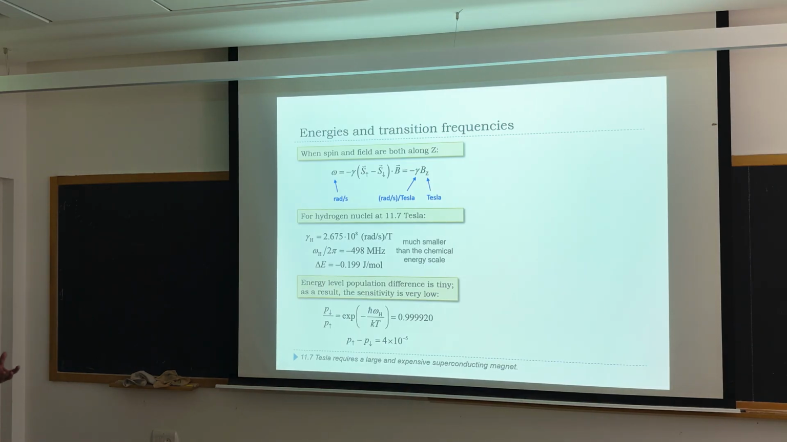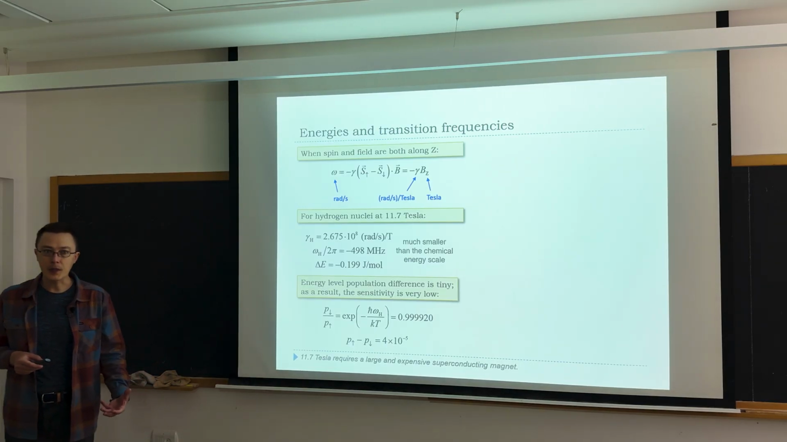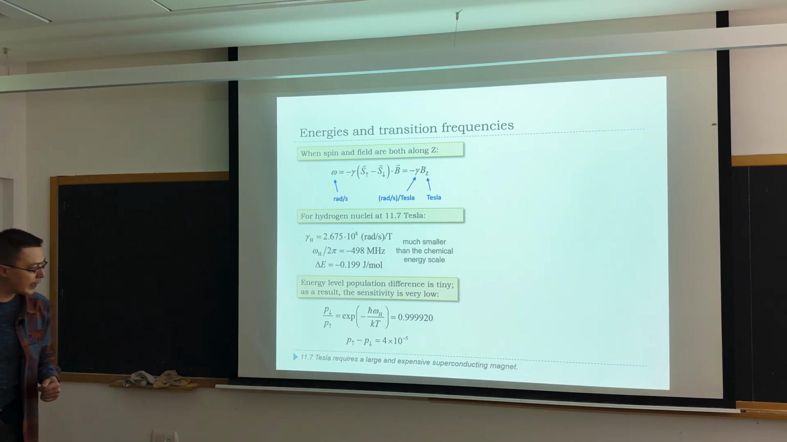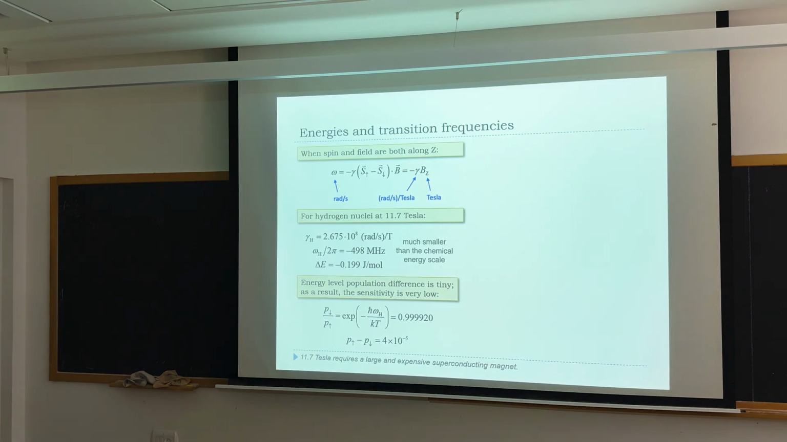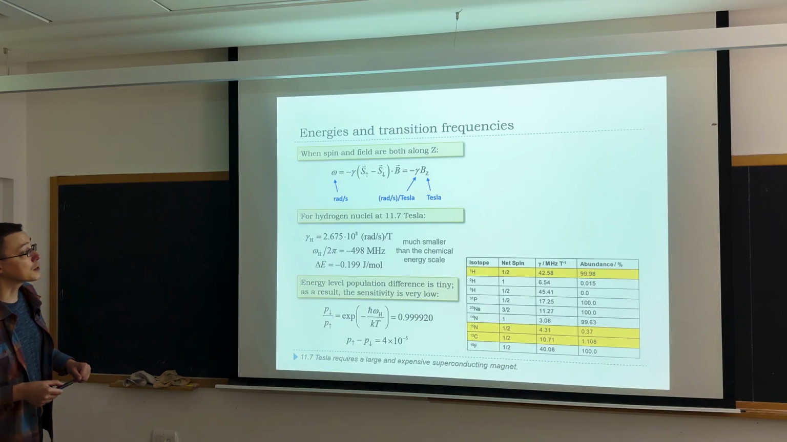So the sensitivity of nuclear magnetic resonance is quite low because the energy level population difference is quite low. And even 11.7 Tesla, where this happens, can be $500,000 if you are buying the latest electronics with it. So low sensitivity, expensive magnets.